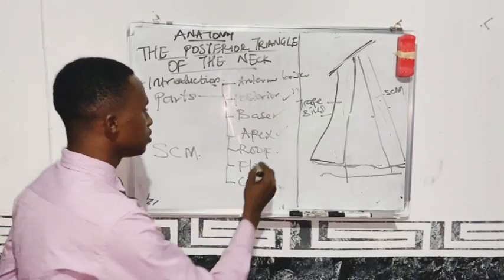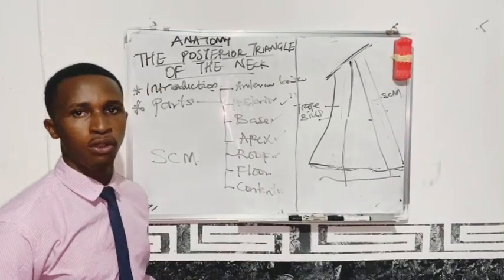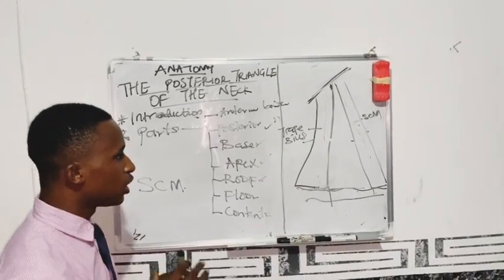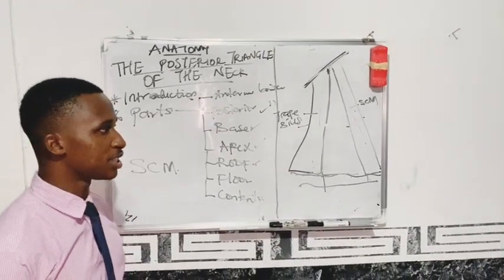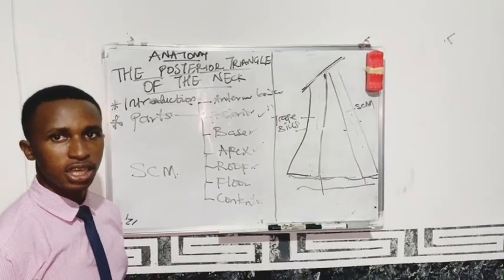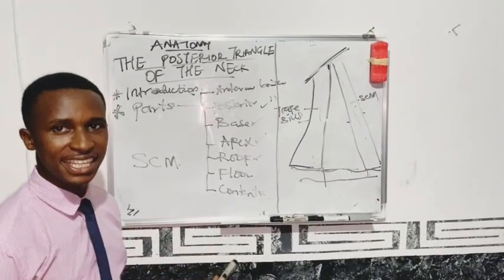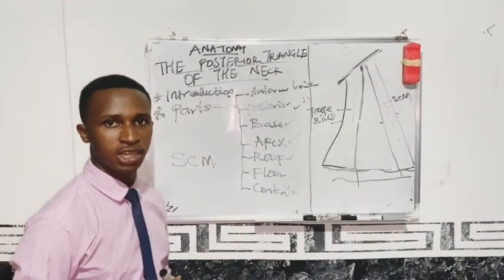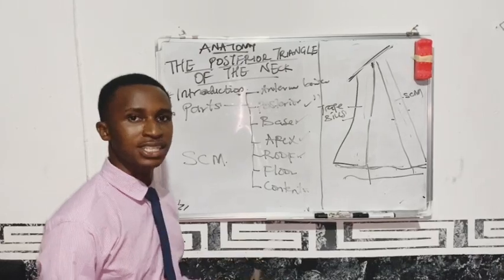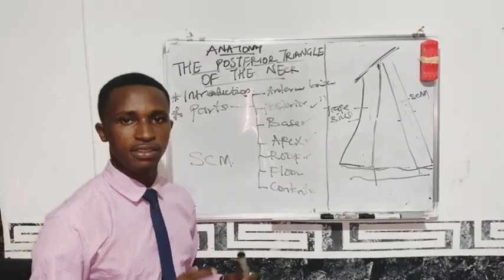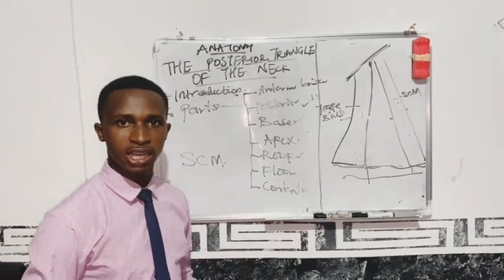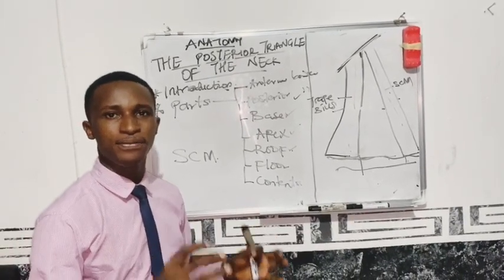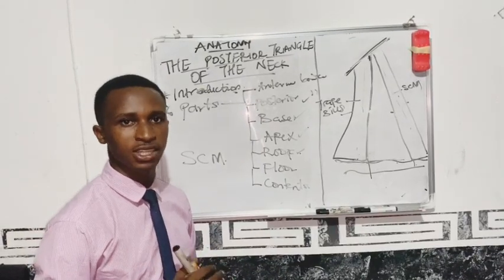With that, we move to the roof of the posterior triangle of the neck. The roof of the posterior triangle of the neck is the part that is superficial. It is formed by the skin and also the investing layer of the deep cervical fascia. The deep cervical fascia has three layers: the investing layer of the deep cervical fascia, the pretracheal layer of the deep cervical fascia, and the prevertebral layer of the deep cervical fascia.